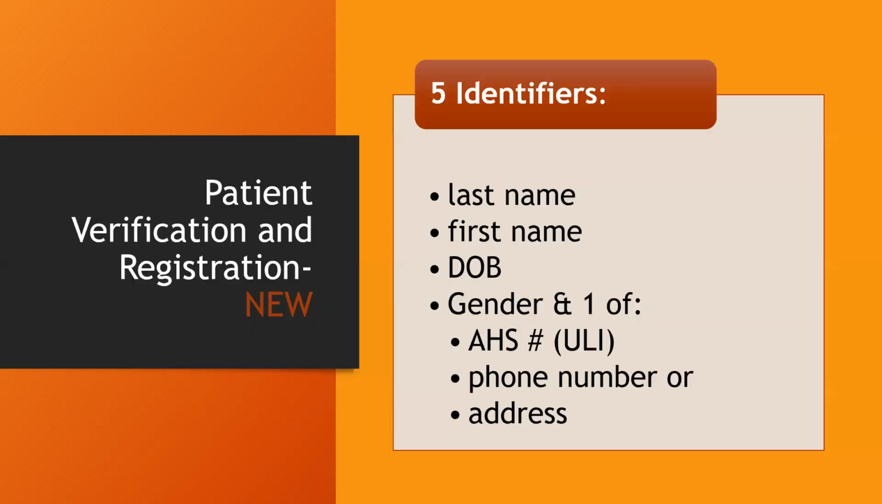So what do we mean about verifying a patient? Well, because we're not just putting in their first name, last name, and sending them to registration, we have to do something called patient verification of registration. The 5 identifiers that we are required at triage to ask for: your last name is 1, first name is 2, so you've got 2 covered. Date of birth is the 3rd identifier, and gender is going to be the 4th identifier.